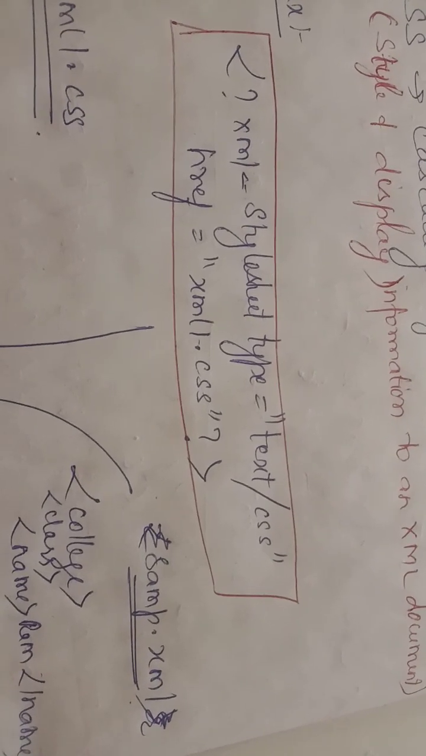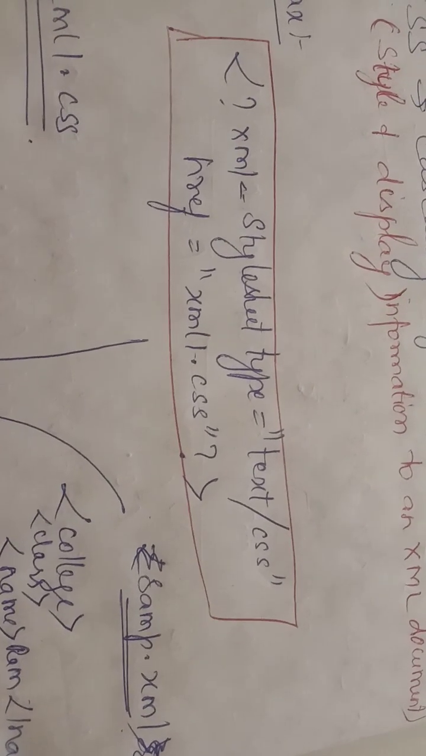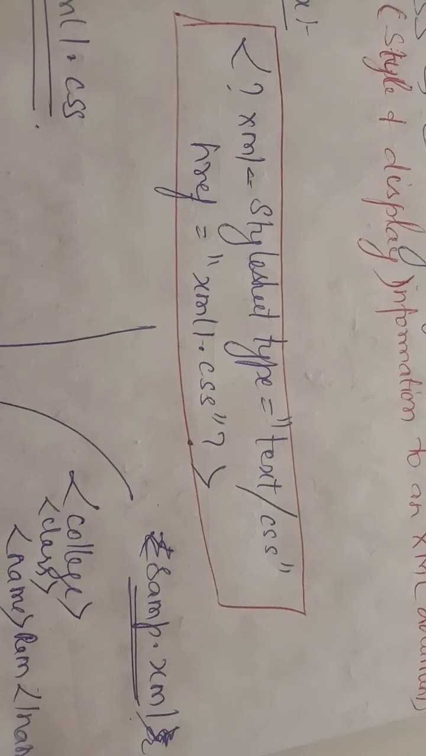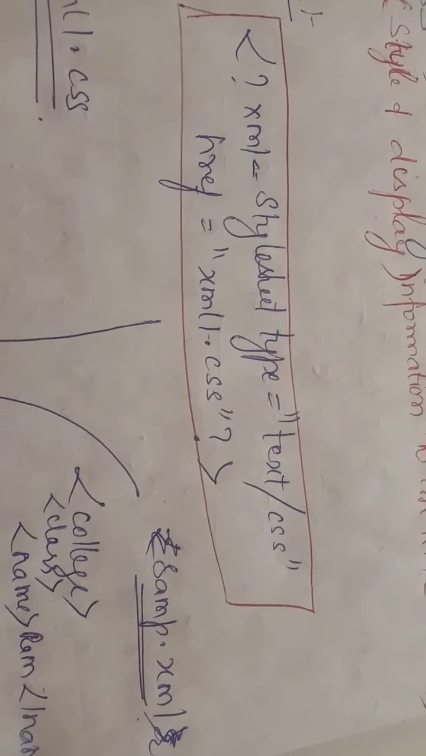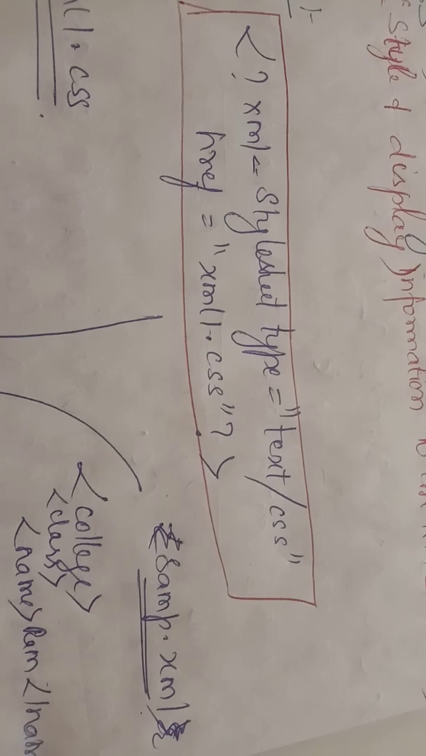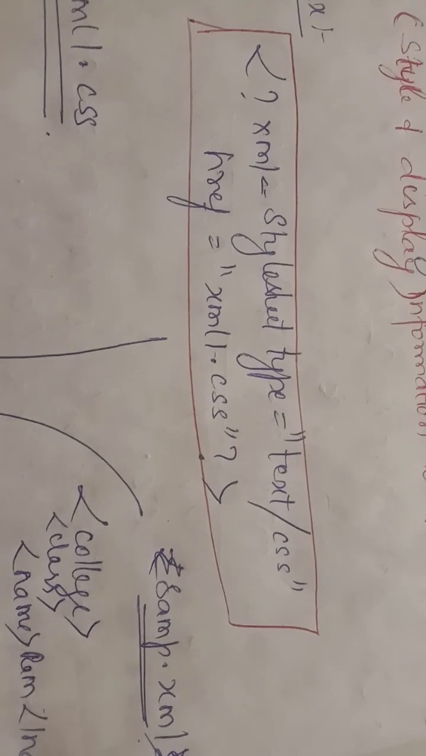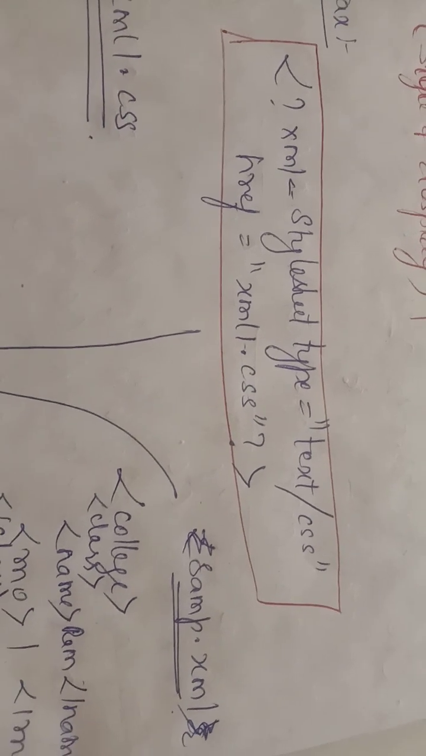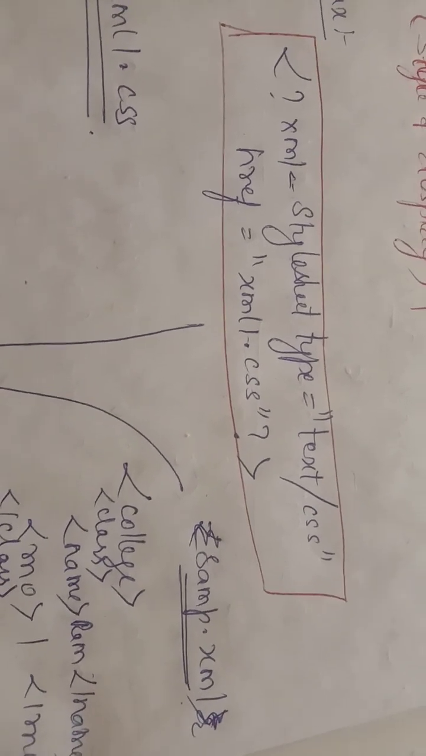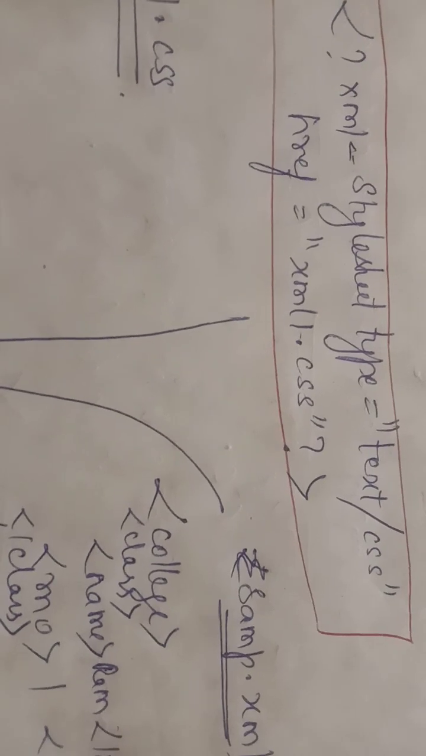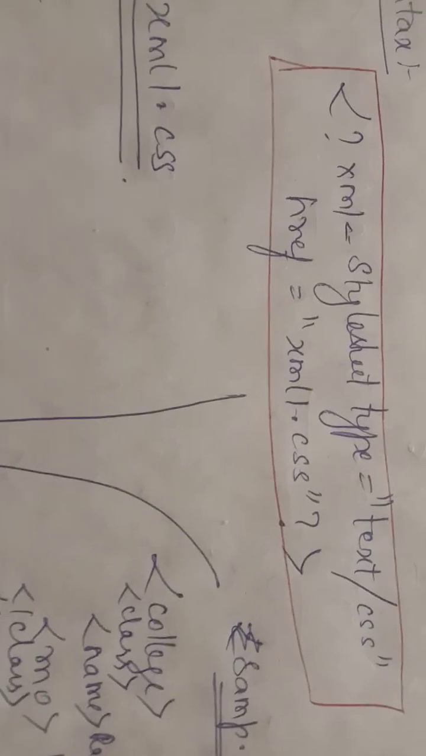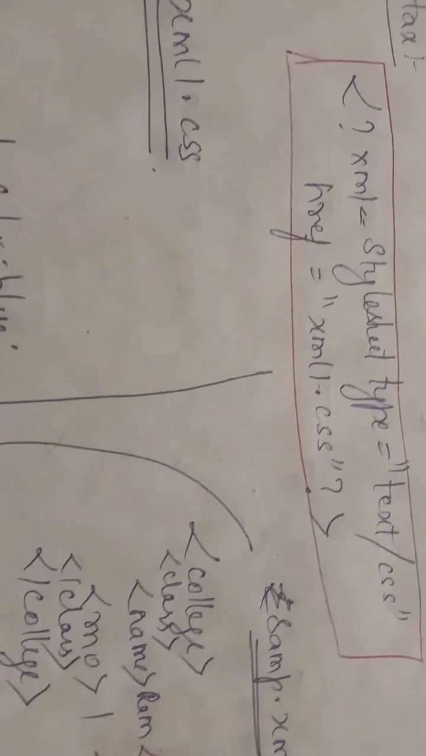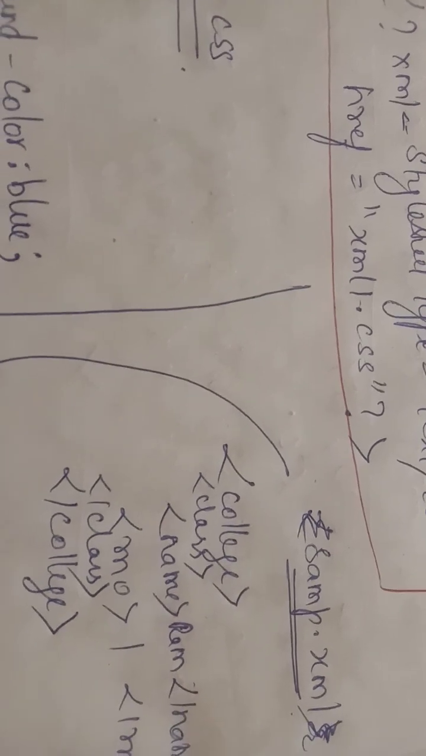That is nothing but angle bracket, question mark, xml-stylesheet, type is equal to, within double quotes, you have to write text/css. Then href is equal to the file name. So whatever the file name you are creating, for example, I am giving here xml1.css. This is the syntax which should be imported in the XML file.